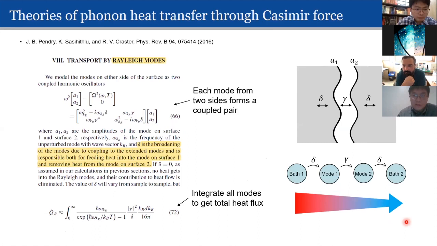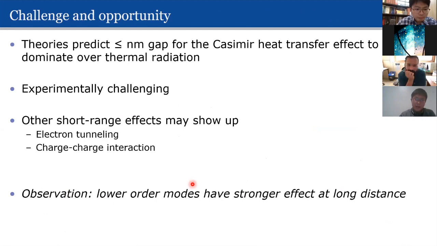So now the question is, can we actually look at those low order modes and see how they transfer heat? In that case, we don't need to get to that kind of short distance, but we can still see the effect. So that's really what we try to do in the experiment. We just look at the low order mode.